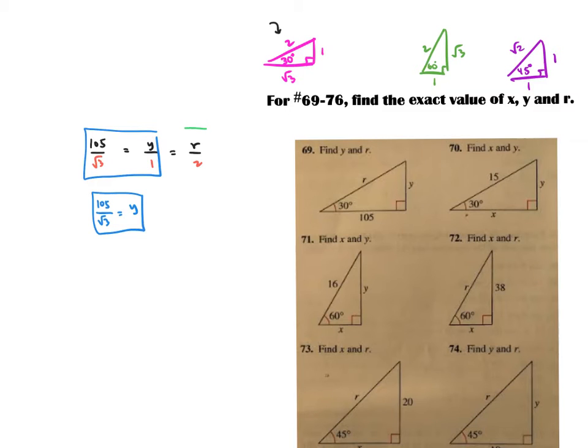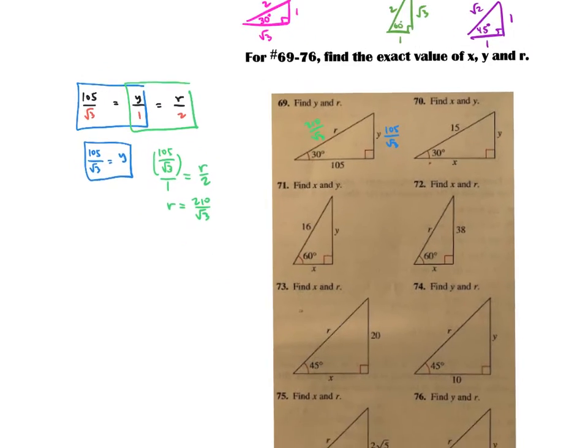Likewise, I'm going to solve for r. So if y equals 105 divided by the square root of 3, divided by 1, that's equal to r over 2. Again, I can cross multiply. I'd get 1r is equal to 2 times 105 divided by the square root of 3, which would be 210 over square root of 3. So now I know r and I know y.